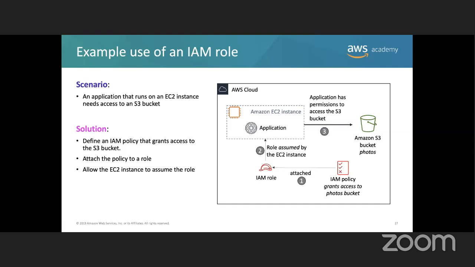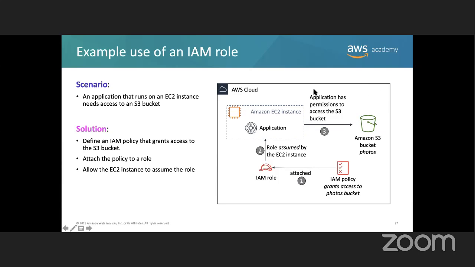Scenario here: an application that runs on an EC2 instance needs access to an S3 bucket. What is the solution here? Define an IAM policy that grants access to the S3 bucket, attach the policy to a role, and allow the EC2 instance to assume the role. So you're creating a role that allows the EC2 instance to access the S3 bucket. The role is going to be assumed by the EC2 instance, because the EC2 instance is going to be attached to that role.